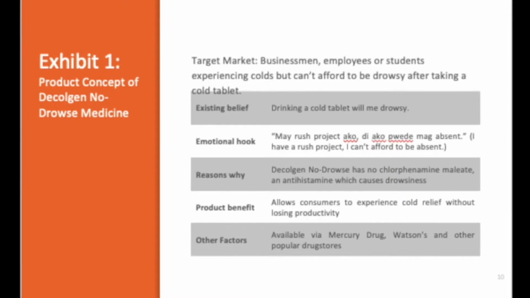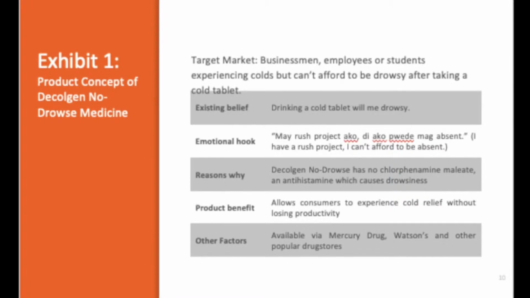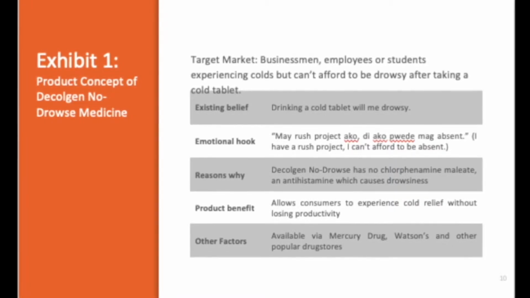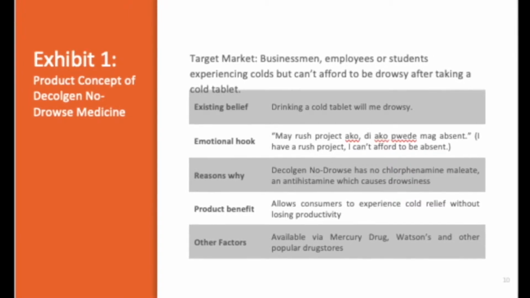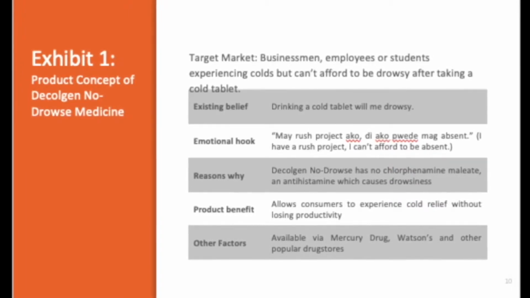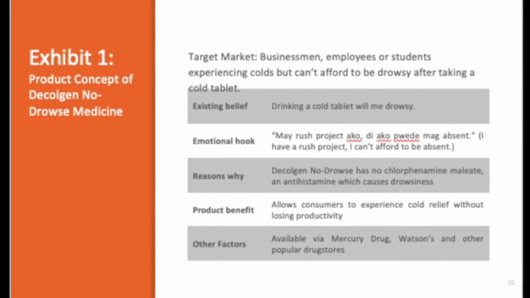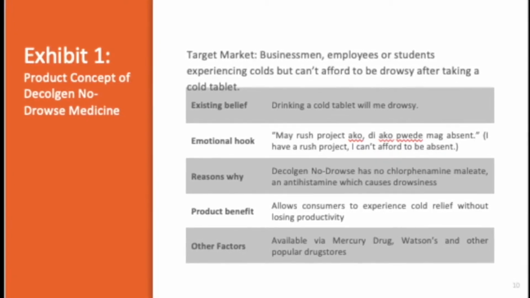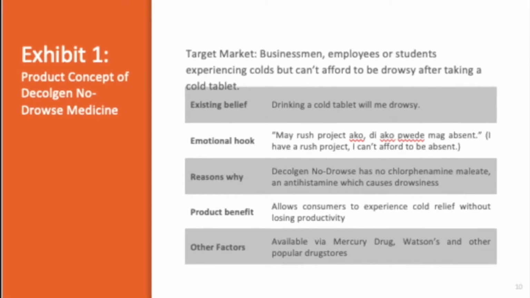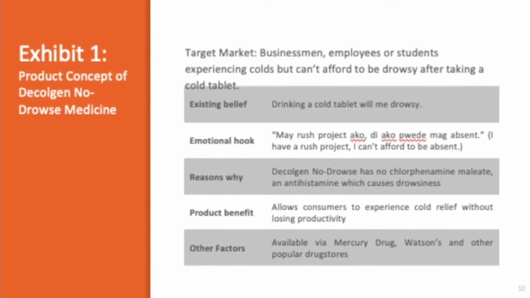Here's an example of a concept test to further understand the topic. This concept test is about having a non-drowsy version of Decolgen, which contains antihistamine that causes drowsiness. The target market of this test are the businessmen, employees, and students who are suffering from cold but couldn't afford to be drowsy after taking a cold tablet.